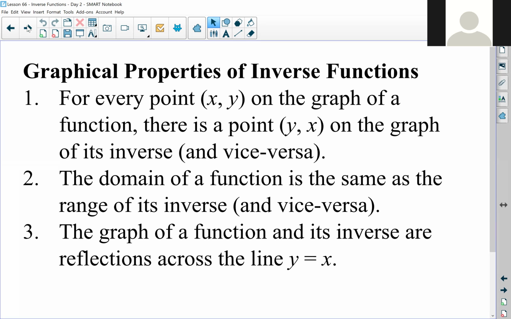The domain of the function is the same as the range of its inverse, and the range of a function is the same as the domain of its inverse. So again, the x's and the y's switch. Because of that, the third item happens, and that is the graph of a function and its inverse are reflections across the line y = x. We'll take a look at that when we do some graphing.